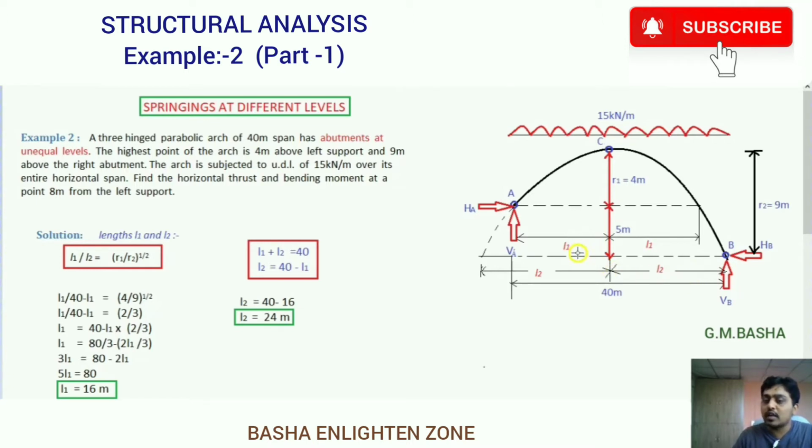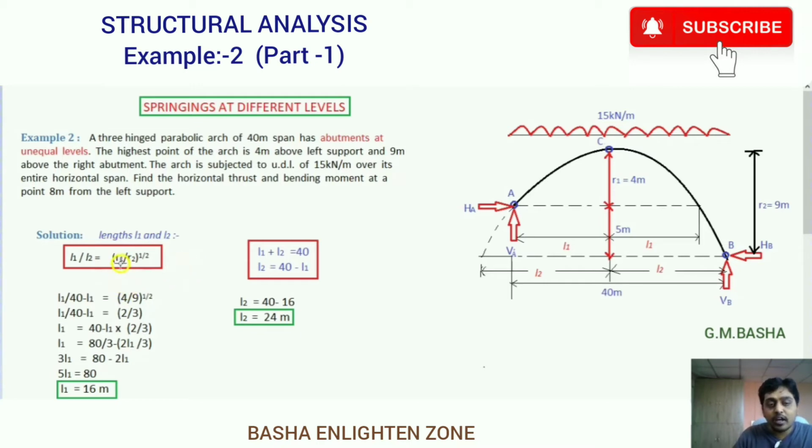We don't know what L1 and L2 are, so these two are the unknowns. For finding these lengths L1 and L2, there is a standard relation for this type of springings at different levels of arches. The relation is L1 by L2 equal to the square root of R1 by R2. Since it is not possible to write the square root here, I am writing it as the whole to the power of 1 by 2, so the square root is converted to the power of 1 by 2.